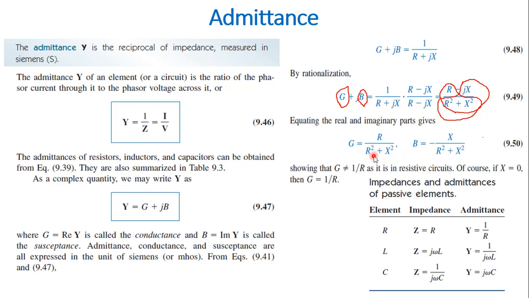Now you can see that G is not equal to 1 by R as in resistive circuits. In resistive circuits, impedance is equal to R, so admittance is equal to 1 by R. Whereas here we take a complex quantity including some reactance, so G will not be equal to 1 by R unless X is equal to 0. So this is about admittance. Admittance is the reciprocal of impedance.